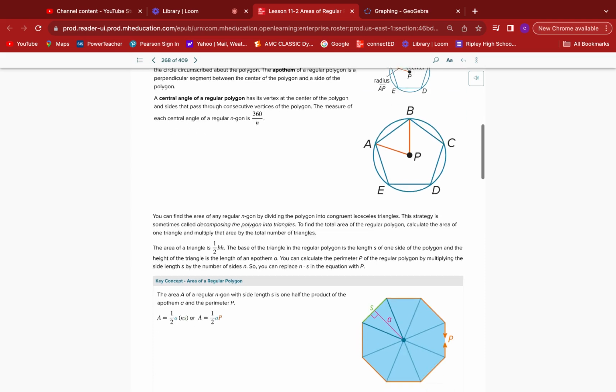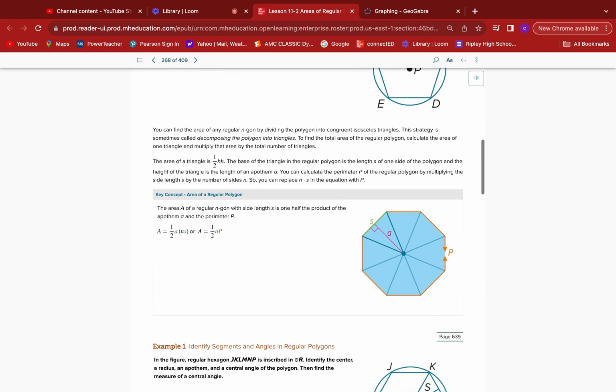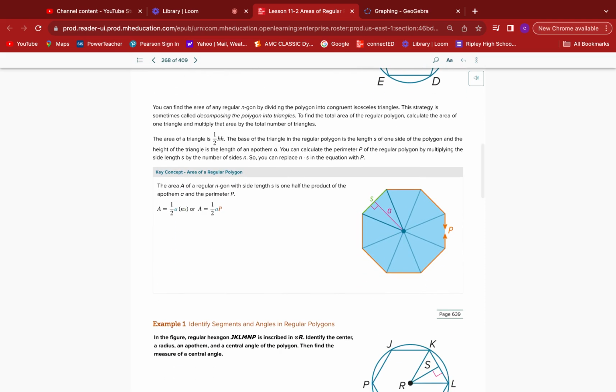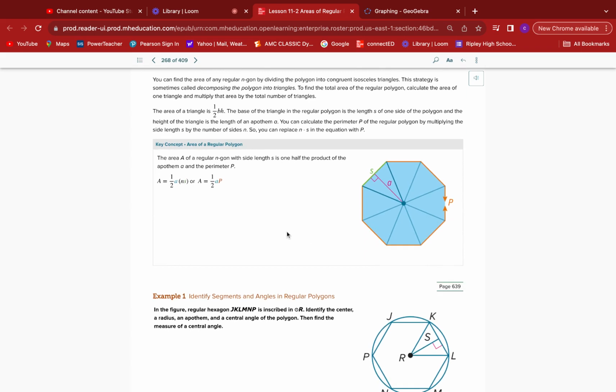Looks like I got the formula. The formula for the area of a regular polygon is 1/2 your apothem times your perimeter. Perimeter is when you add up all the sides.